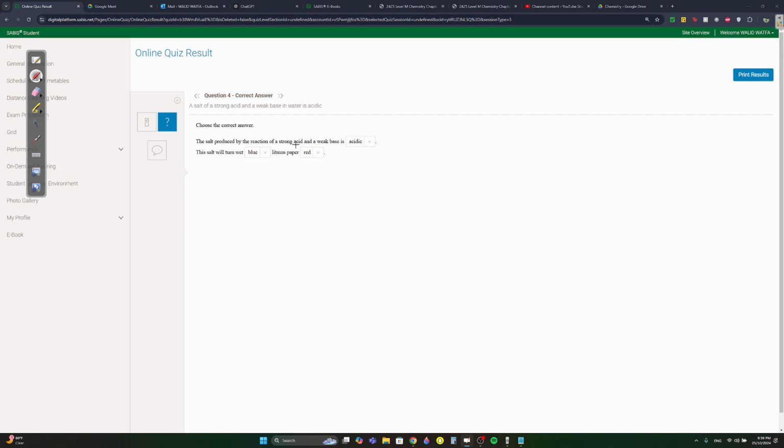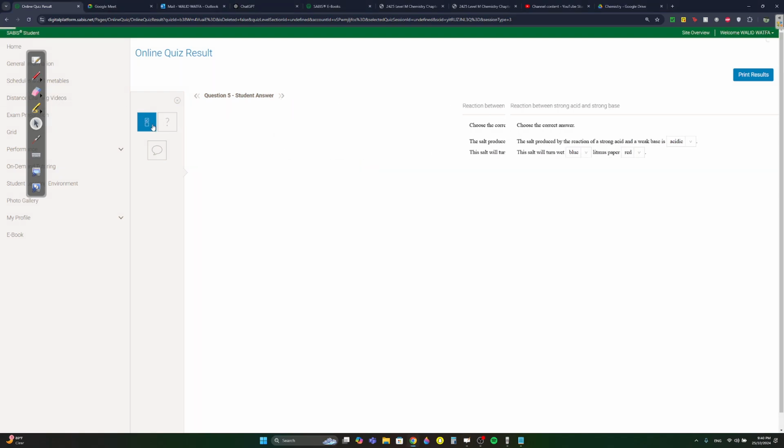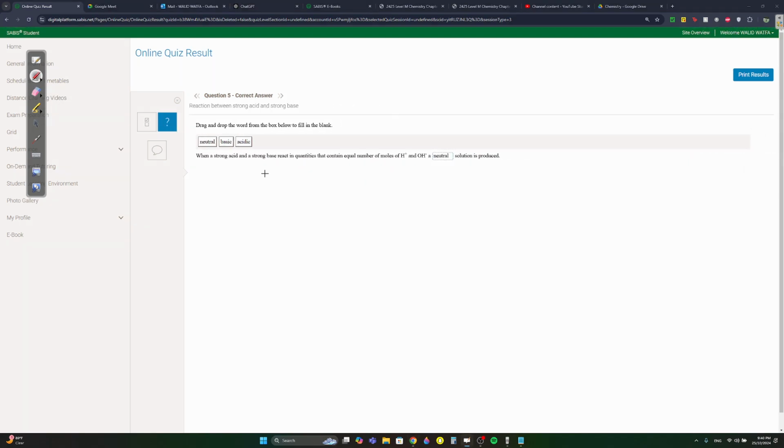The salt produced by the reaction of a strong acid and a weak base is what? Strong acid, weak base, so obviously it's going to be acidic. What will this salt do to litmus paper if it's acidic? It's going to turn it from blue to red, right? Question 5. When a strong acid and a strong base react in quantities that contain an equal number of moles of H and OH, obviously equal H and OH, is it acidic? No. Is it basic? No. Then what is it going to be? Neutral.